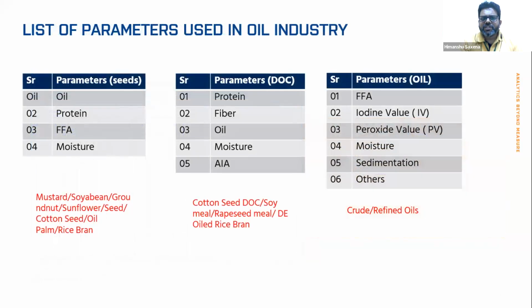These are the typical list of parameters. If you talk about oil seeds, then oil, protein, FFA, and moisture are the key parameters. For de-oiled cakes or meals, it is protein, fiber, oil, moisture, and acid insoluble ash. For the oil parameters, it is FFA, iodine value, peroxide value, sedimentation, moisture, and other parameters. All this is in the scope of the DA1650, which majorly goes into the oil industry.